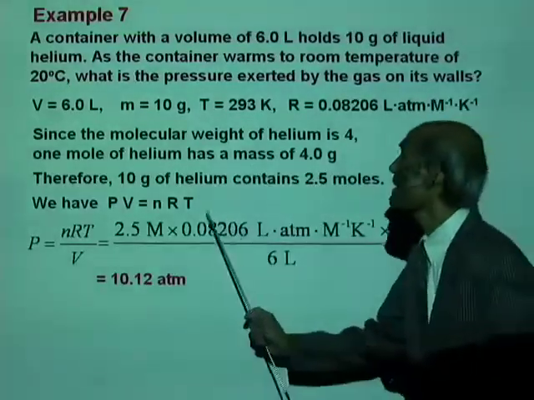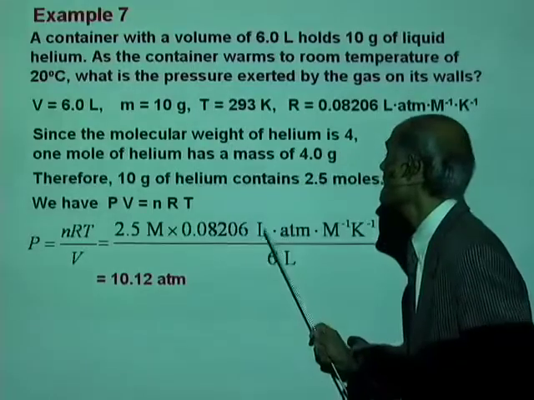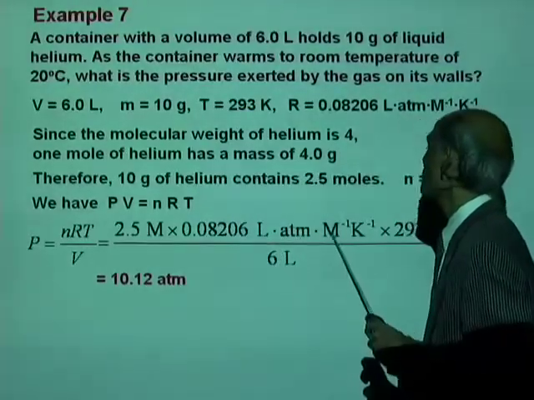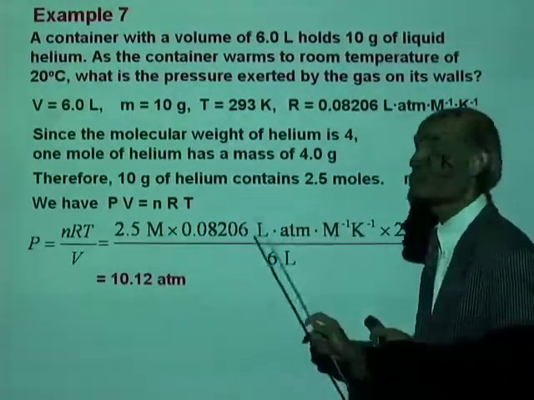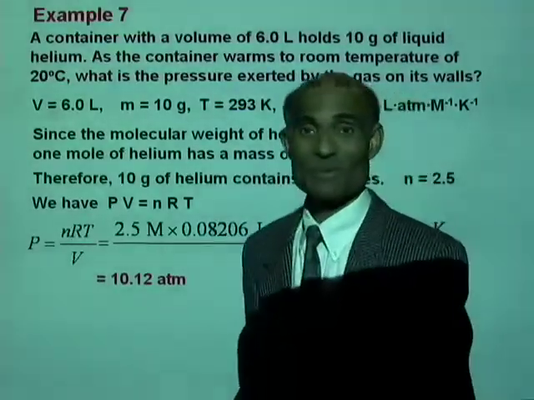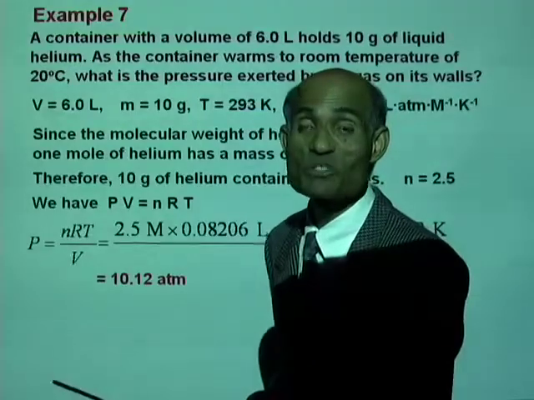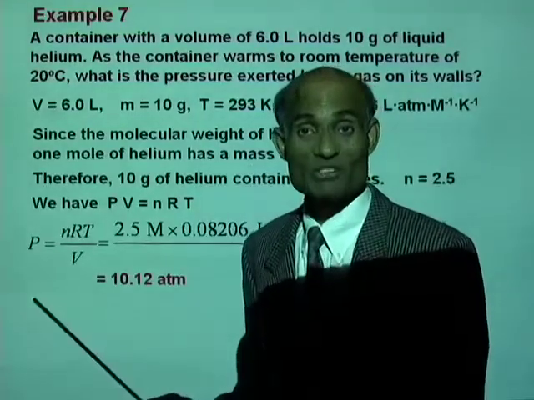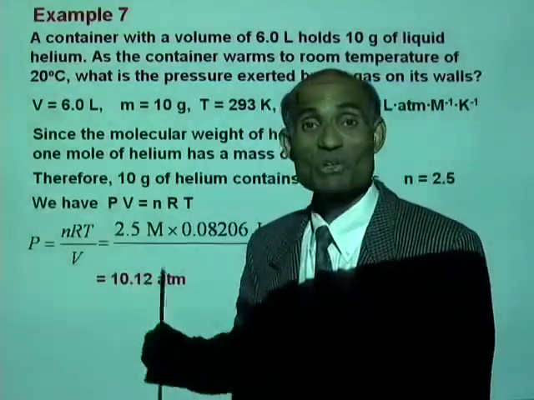Why is the pressure measured in atmosphere? Because we use the value of R in liter atmosphere per mole per Kelvin. So the calculated pressure will be in atmospheres. But you must be able to do any such problems using the gas laws and the ideal gas law.